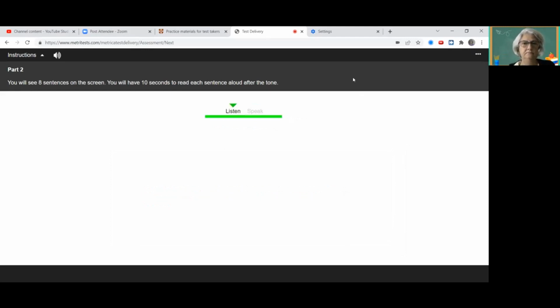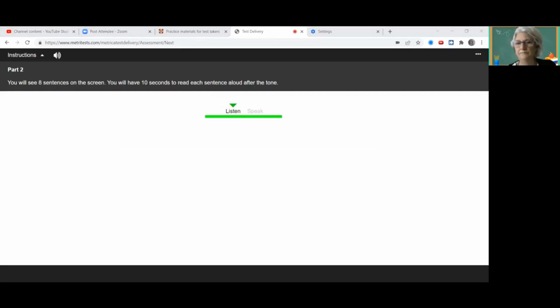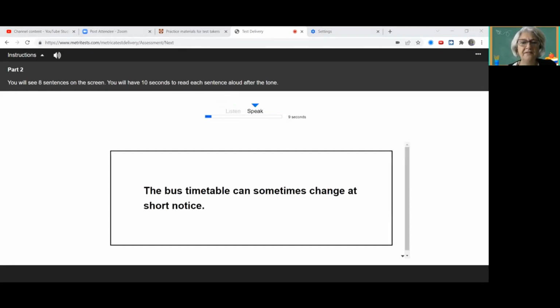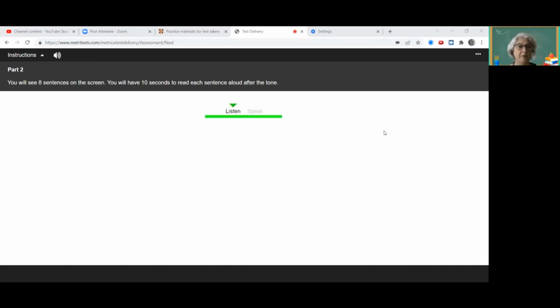Sentence 2. Mrs. Hill would like to accept the invitation. Sentence 3. The bus timetable can sometimes change at short notice. Now, this is the last sentence. It's going to go on now to part 3.